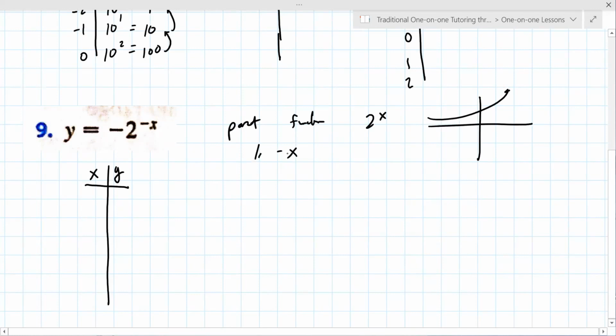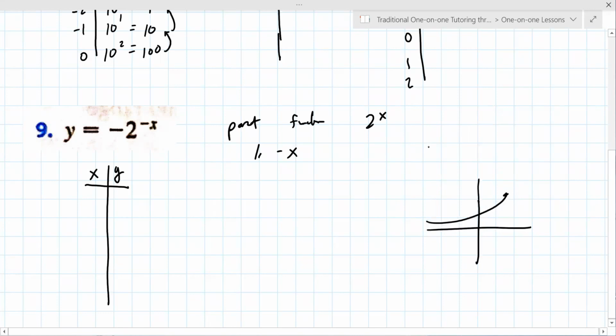So this -x flips it. It becomes a decay function. So instead of it growing, it's kind of a terrible graph. It ends up looking like this. And then this negative out in front, that flips it. So it looks like this now. And you'll see that when we make the table. But what your instructor is hoping you can do is see all the transformations all at one time and go from the original to the new one.